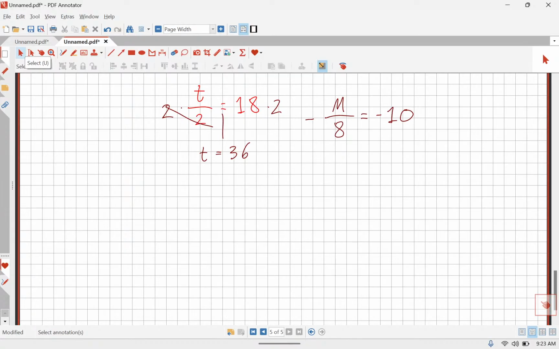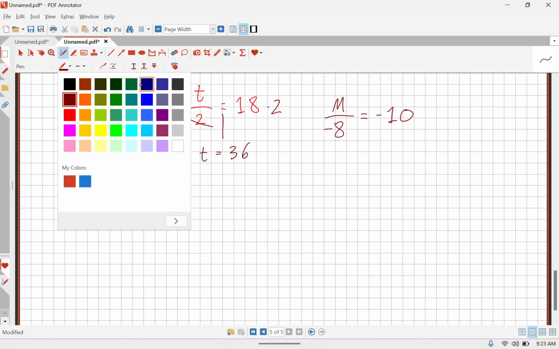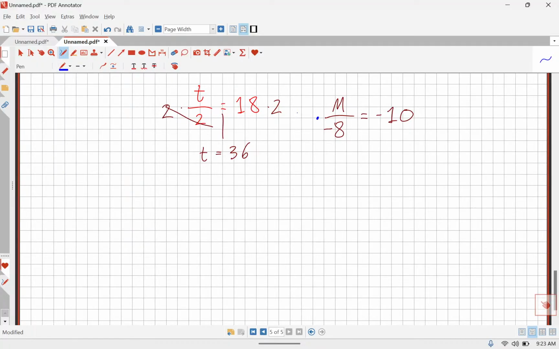So here's the thing. We get to decide where to put this negative. I could think of that as negative m divided by 8 equals negative 10, or I could think of it as m divided by negative 8 is equal to negative 10. I happen to think this version is a little bit easier for me to handle because I can multiply both sides by whatever this is. Doesn't matter what it is. What is that? It's negative 8, right? So I'm just going to multiply both sides by negative 8.